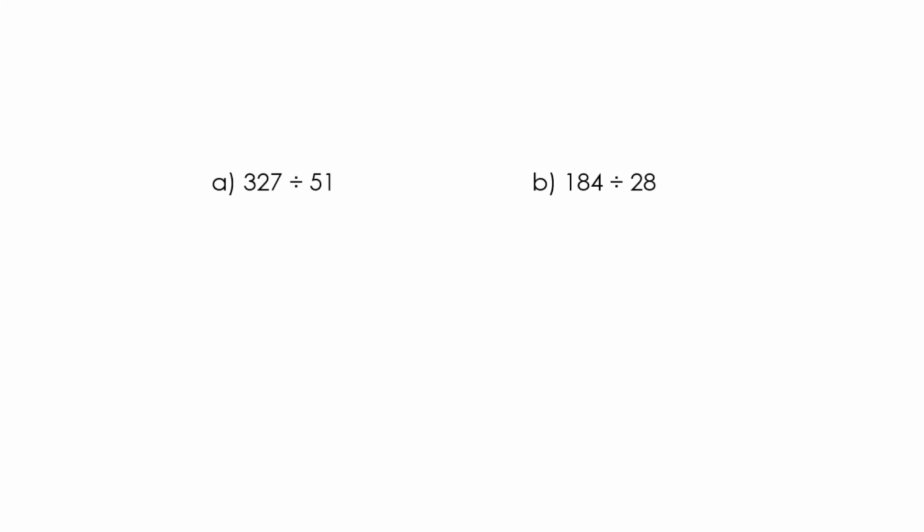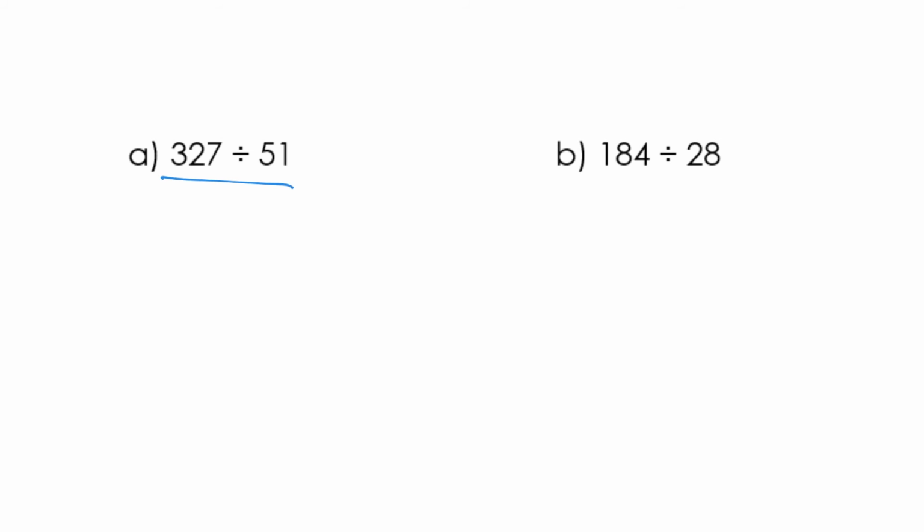Final slide. So here's how you will see a lot of the division written. So when you see it written like this is what you have to do. Okay, I'm going to do this normally. 51 goes into 3 0 times. 51 goes into 32 0 times. The question is, how many times does 51 go into 327? We do not want to go over 327, so I'm going to guess 6.